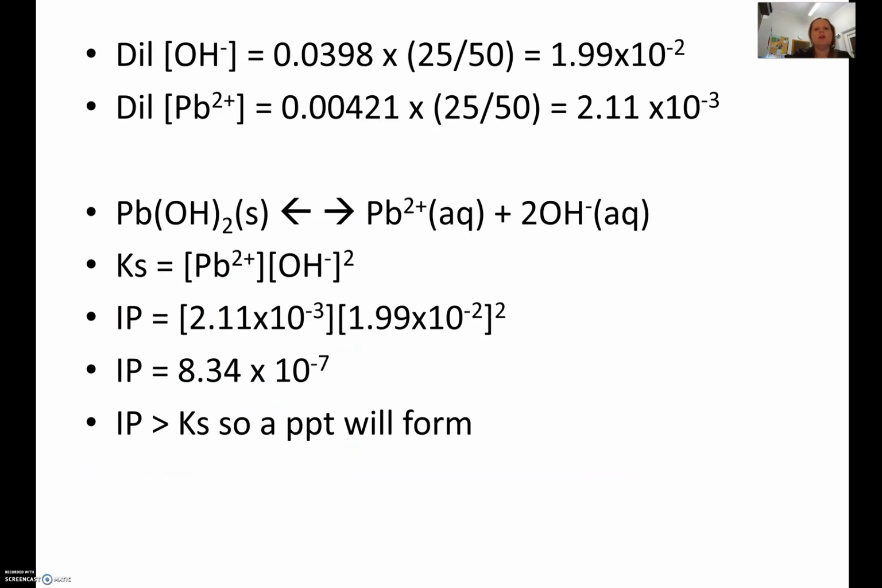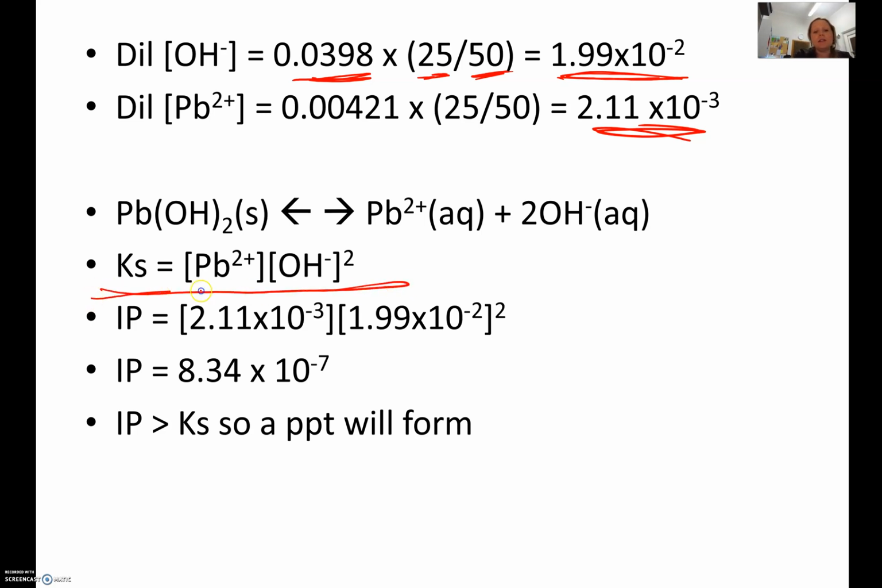Okay, so we dilute by taking the original concentration times original volume divided by new volume. Now here you can actually see that we've doubled the volume, and when that happens you can just halve the concentration. So these concentrations are halved, but I've just done the full calculation to show you. So next what we just need to do is plug into our IP.